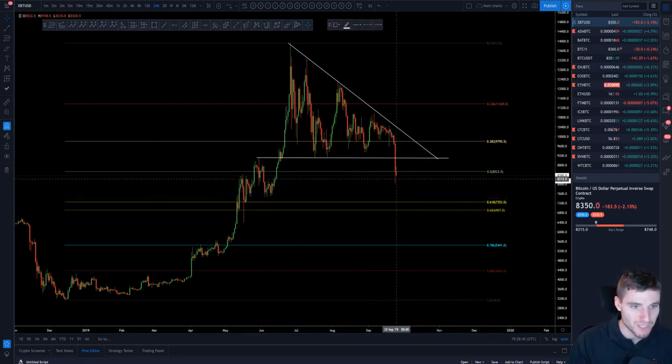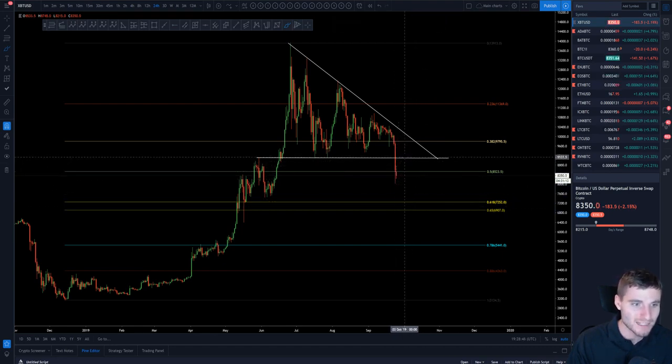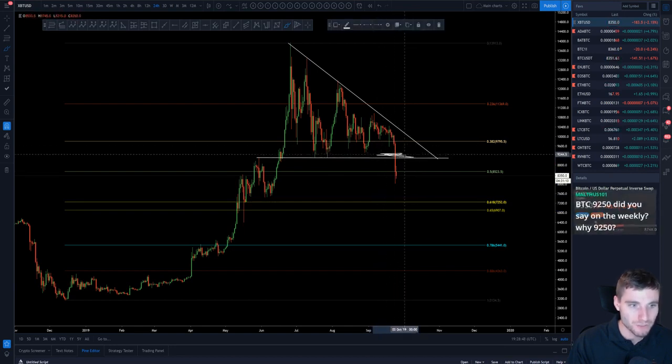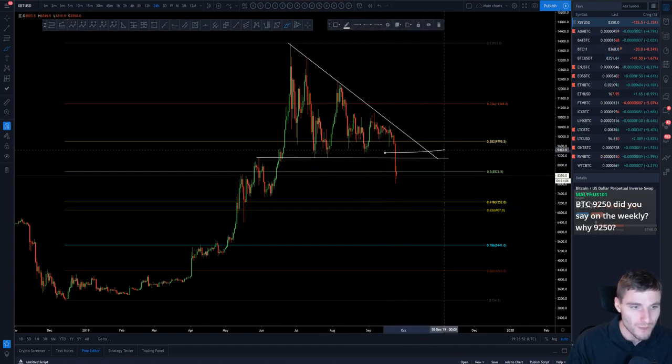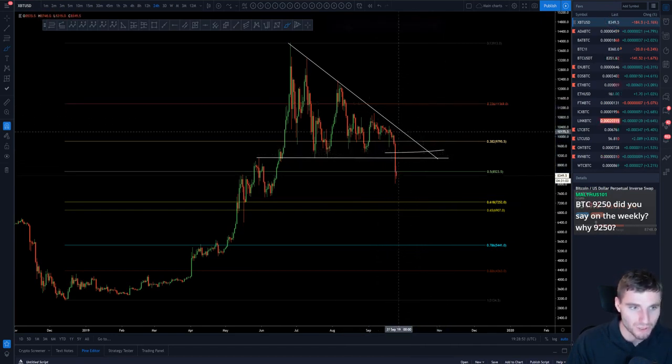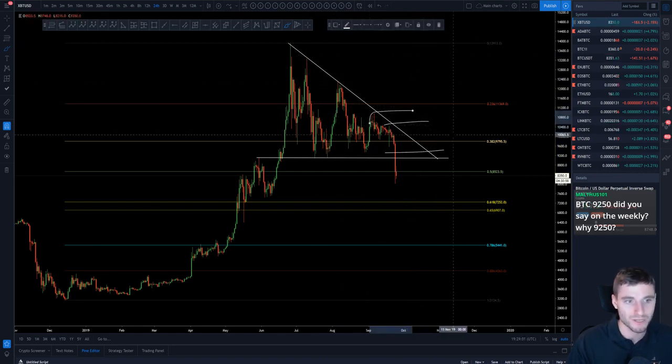I am myself looking to take shorts to play this back down. Any bounce for me is a short, unless it gets above 9,250, where obviously I'll take a loss on my short. Don't get me wrong, I'll take a loss on my short, but that's sort of my invalidation. If it gets back in here, I'm bullish, and I'd be aiming back up towards at least these highs, then these highs, and so on and so forth up to the heights, each high.